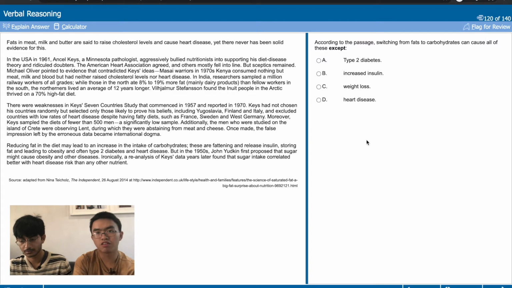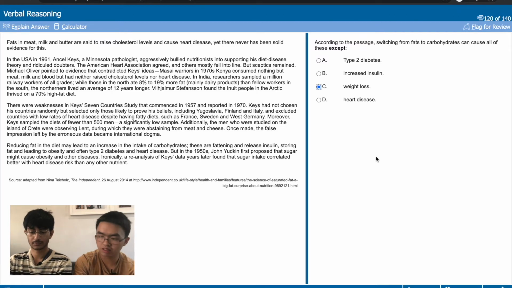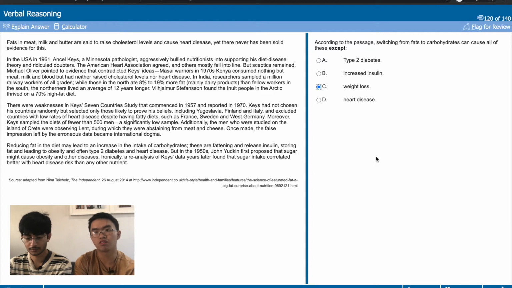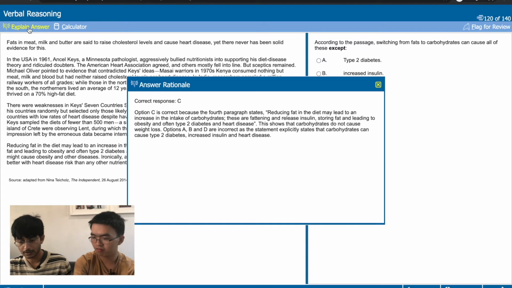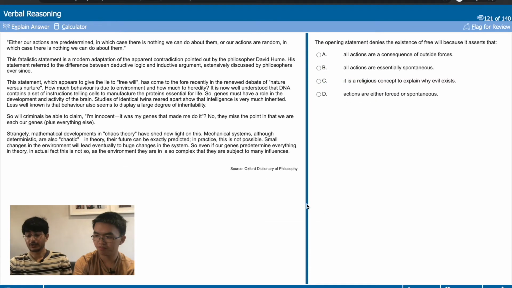The thing to be careful here, though, is to look at the negative, so except. Obviously, they bold it here, but that's not to say they will do it in the actual exam. Cool. I got C.